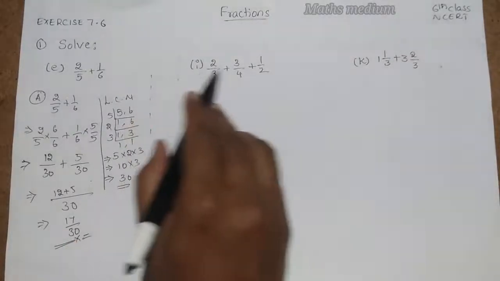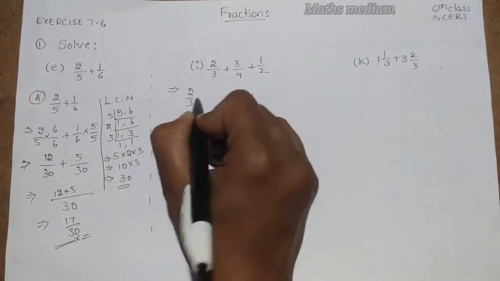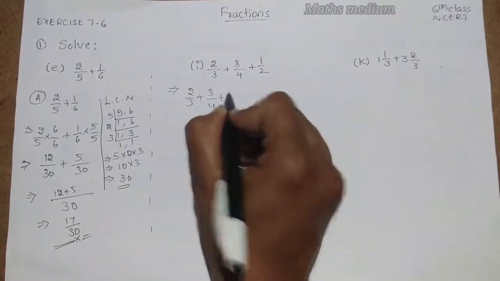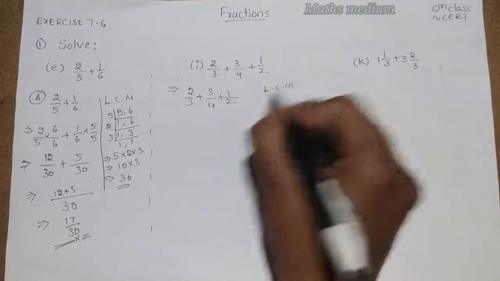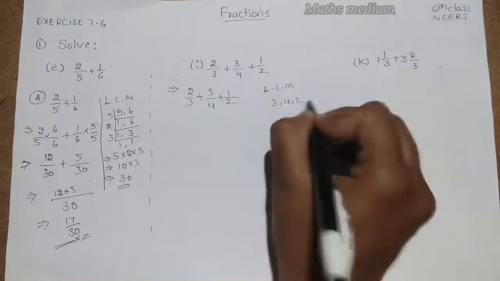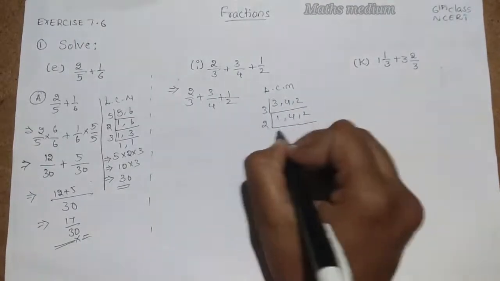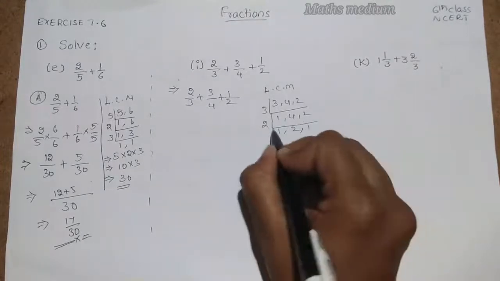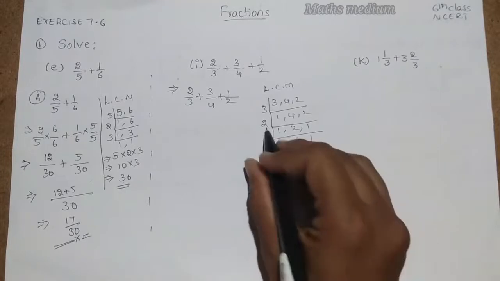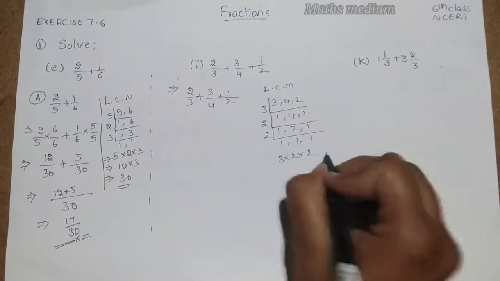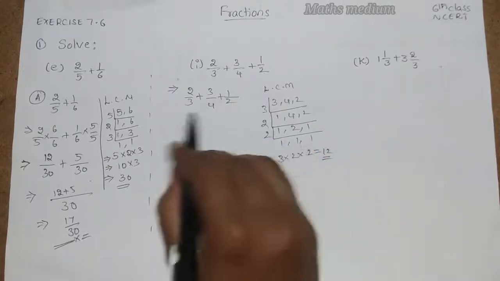Similarly here we are having 3 fractions: 2 by 3 plus 3 by 4 plus 1 by 2. We are going to find the LCM of these 3. So 3, 4, 2. 3 ones are 3, 4, 2. 2 twos are 4, 2 ones are 2. Again 2 ones are 2. So we get 3 into 2 into 2. 3 twos are 6, 6 twos are 12. 12 is the LCM for these 3.